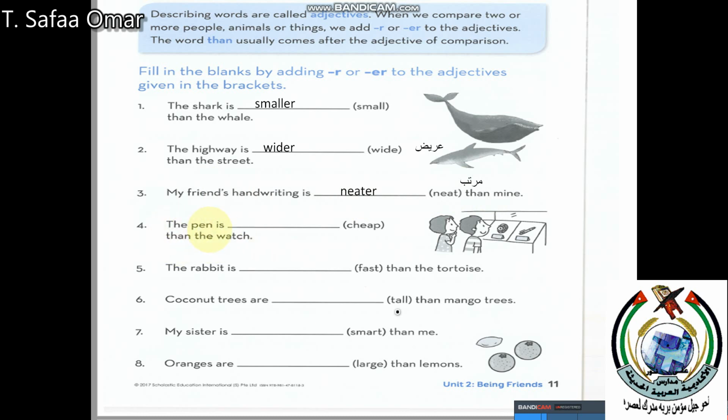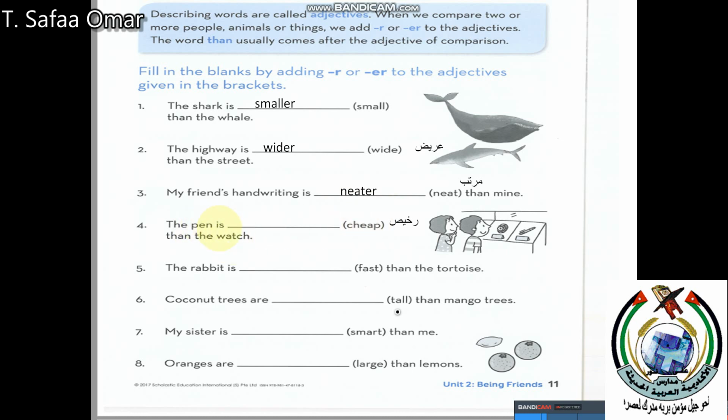Number 4. The pen is than the watch. We have two things to compare, the pen and the watch. The adjective is cheap. What's the meaning of cheap? رخيص. So we have the pen, the watch.